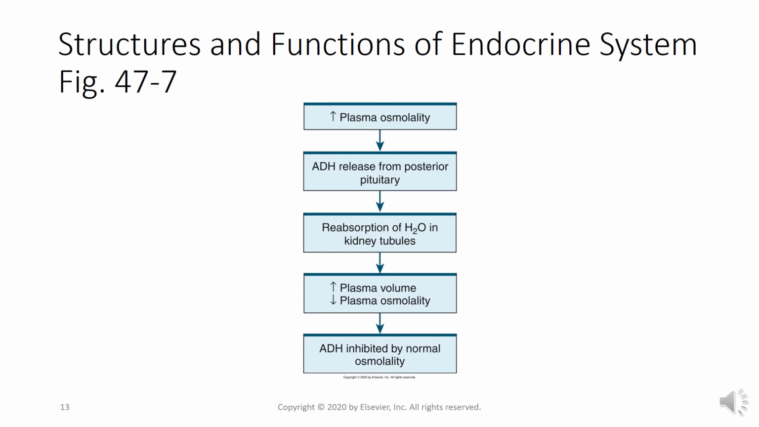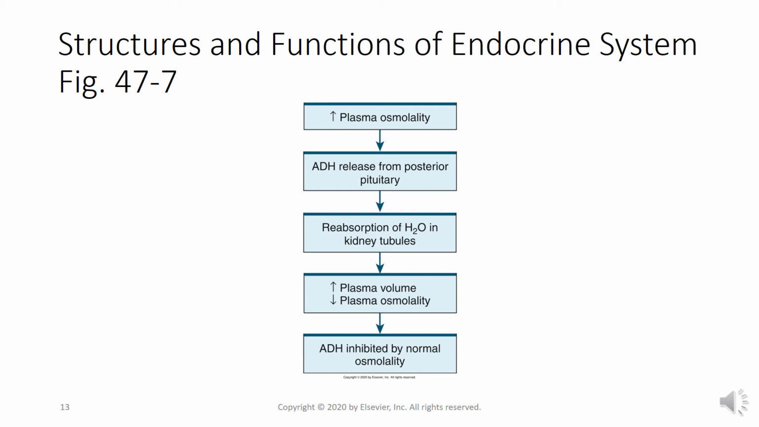I don't want you to be thrown off by the term osmolality. It's really just the measure of solute concentration in circulating blood. So if you have increased plasma osmolality, that means that you have hypovolemia and you need to increase your fluid volume. So that's why you want to stimulate antidiuretic hormone to help increase the volume.